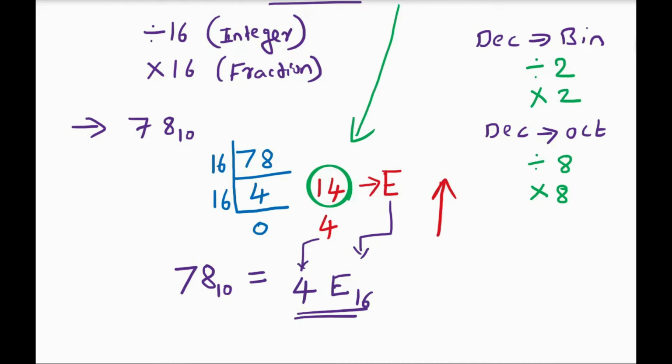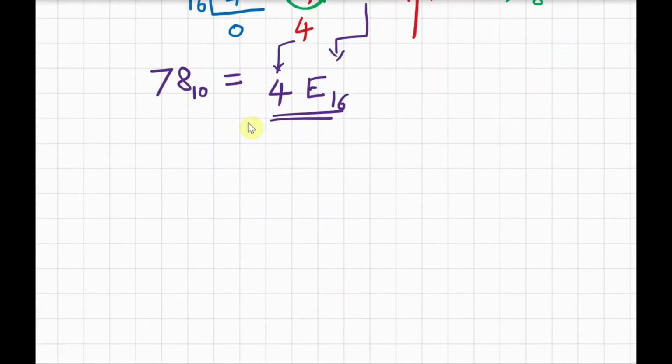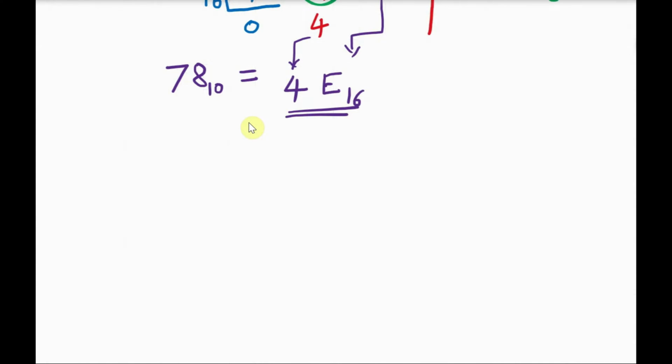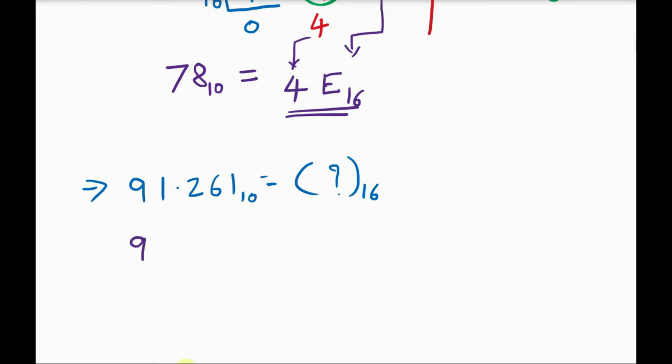Now we will see another example with a fraction also. Suppose we take the number 91.261 to the base 10. We have to convert this to the corresponding hexadecimal number. First we will take the integer part, 91. To convert this 91 to the corresponding hexadecimal number, we have to divide it by 16.